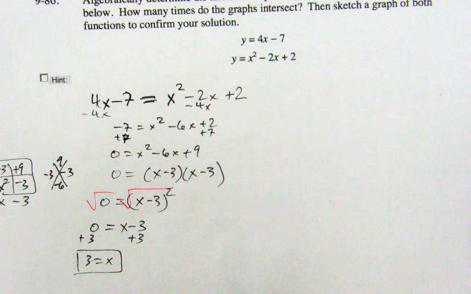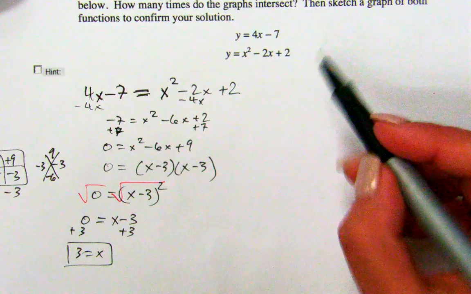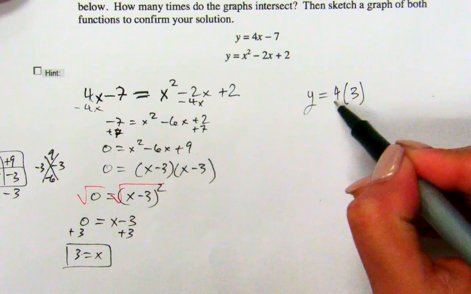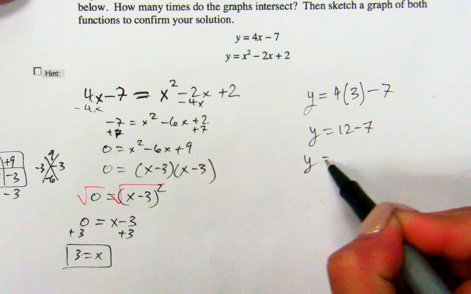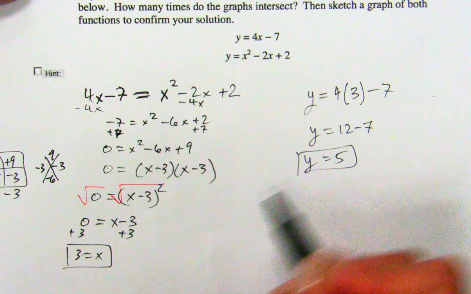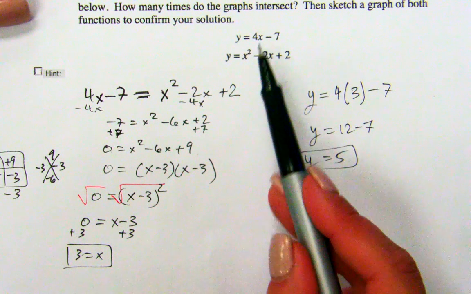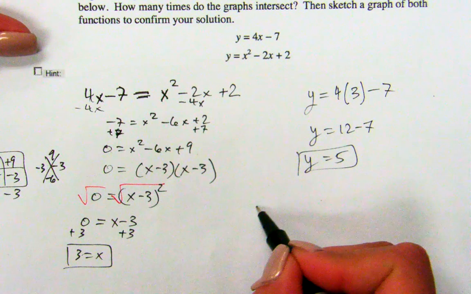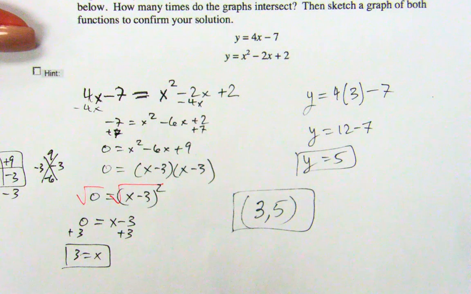I actually don't care which one you plug it into, as long as you do the work correctly. Considering that we've got a quadratic in here, and this one seems a little easier, I'm going to plug it into the line, because it should still give me the same answer. 4 times 3 minus 7, so I get y equals 12 minus 7, so y equals 5. All right, done. So now I know if I graph the parabola and the line, I should have an intersection of the two functions happening at (3, 5). And that is the final answer.